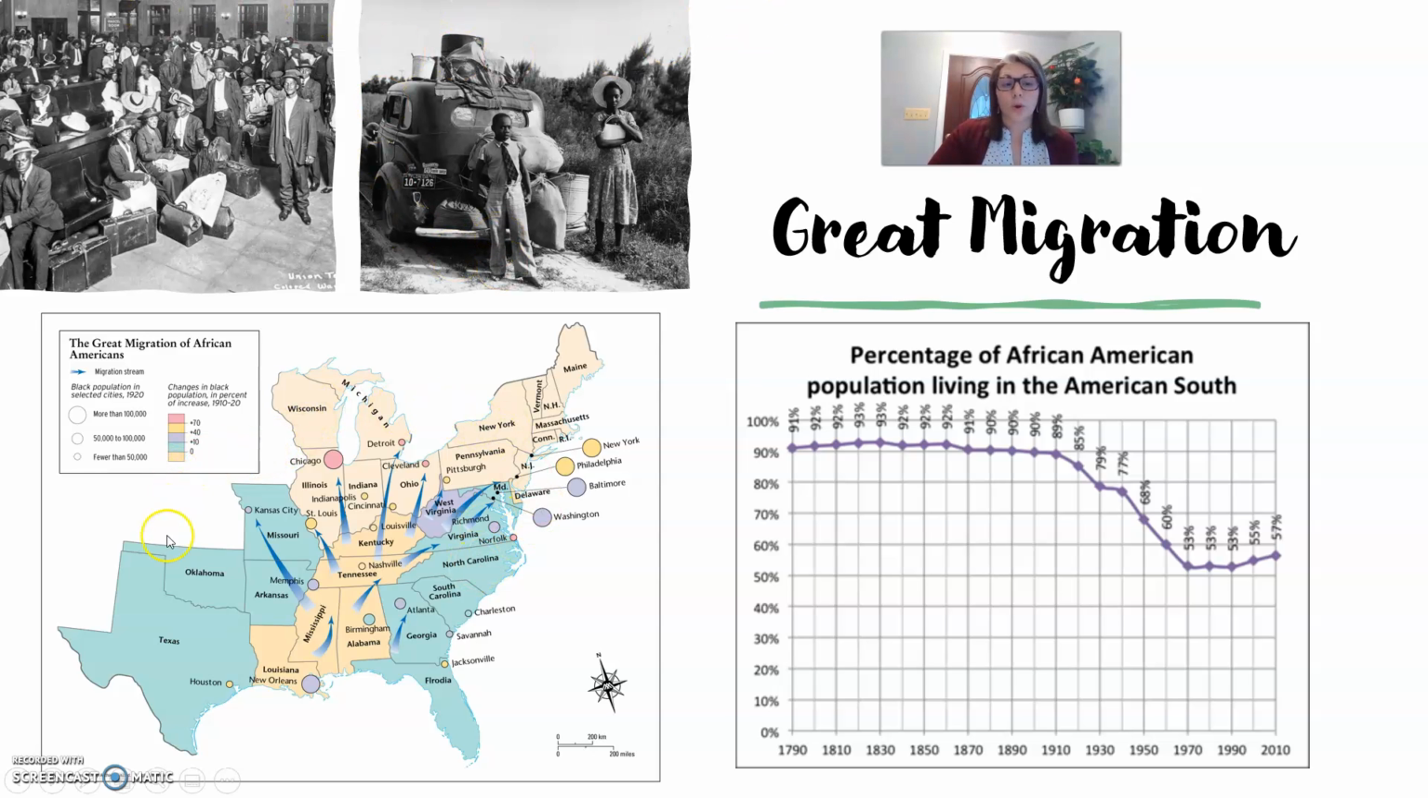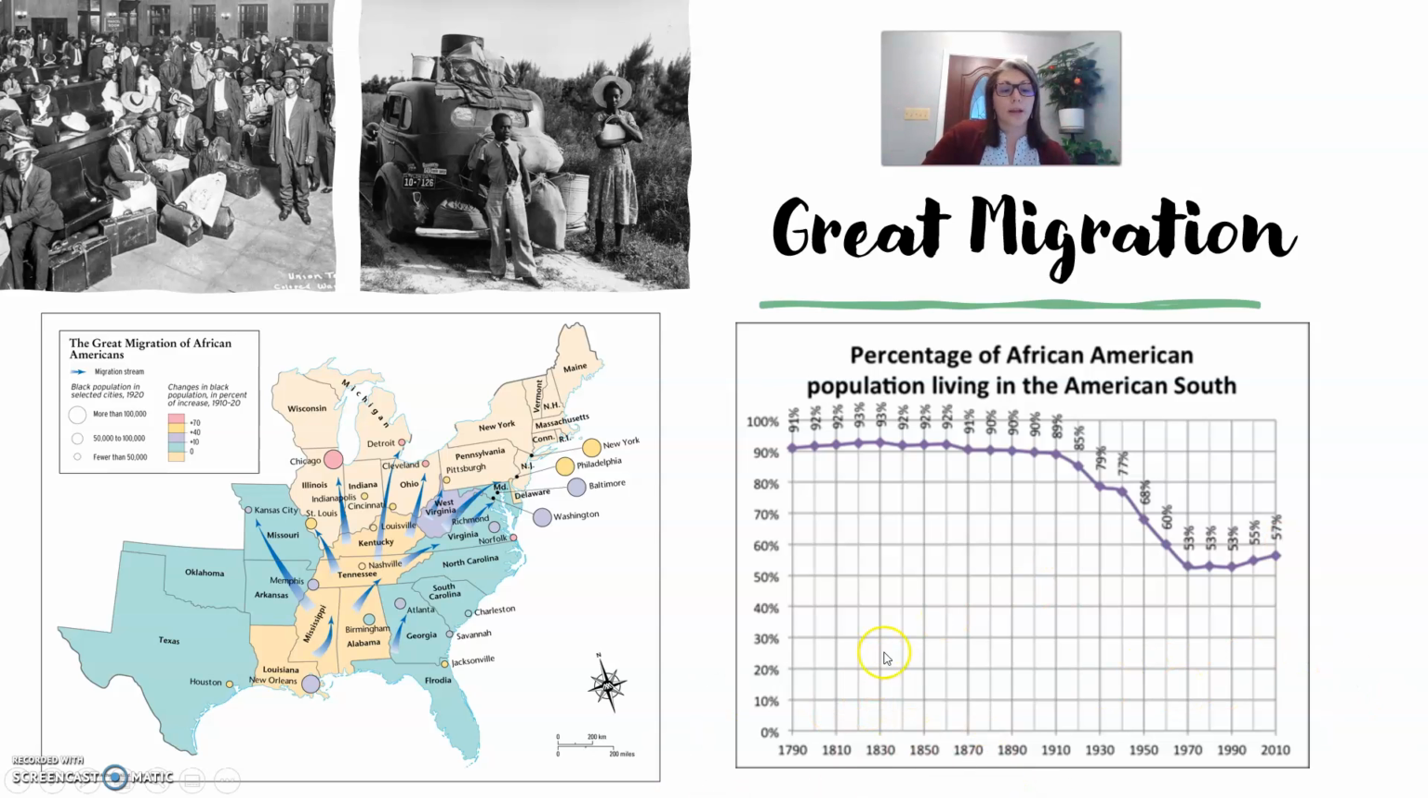This is a map that shows this migration stream and the changes in Black population in the South and in the North, especially in northern cities. And over here you can see the percentage of African Americans living in the American South and how that decreases dramatically, really starting about 1920. That's all because of this Great Migration. The Great Migration isn't something that happens in one year. It continues in really two waves that last through the 1970s. We're really talking about this first wave, but like I said, it doesn't happen overnight. It takes a while to happen.